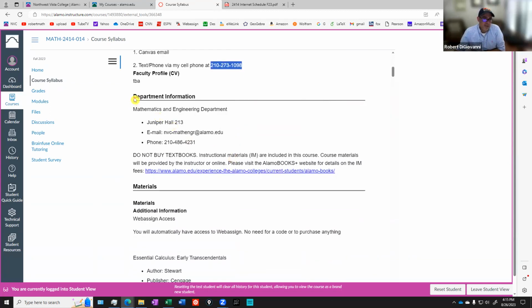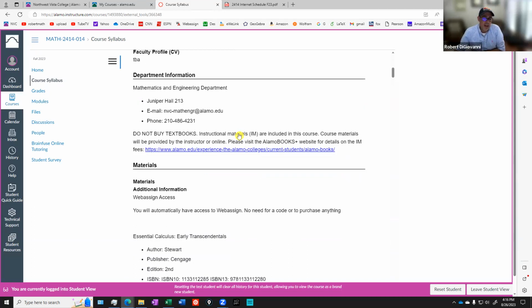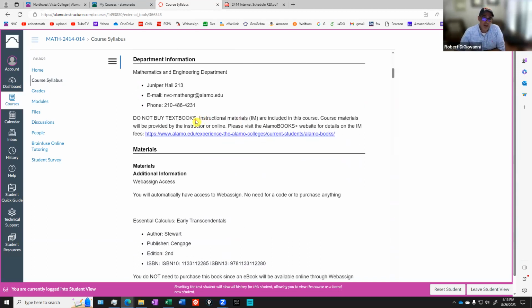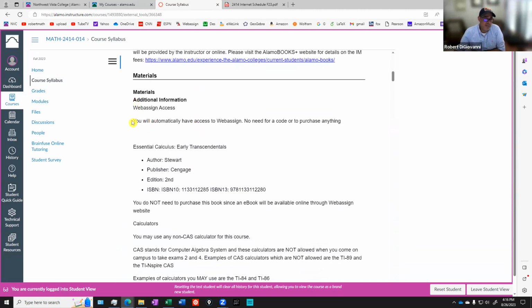Okay, the next piece of information in the syllabus is just department information, where the math department is and who you can contact there. It also reminds you that you do not need to buy any books for this course. That takes us naturally into the materials needed for the class. You will have access to the system called WebAssign. In that system, you will have access to an electronic version of the textbook, and you will have access to your homework problems and the exams that you do at home.